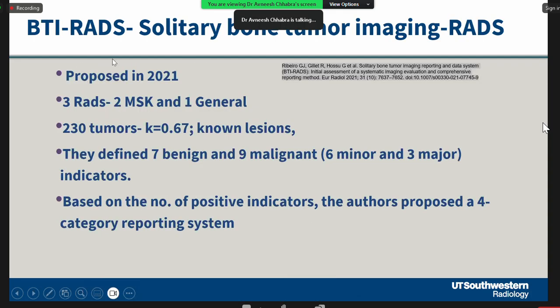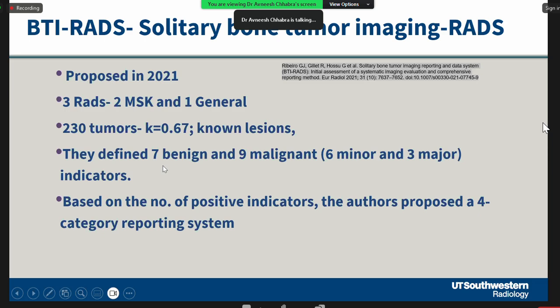Then there was another system which was proposed a year before that, in 2021, and this was called BTI-RADS. In that, they had 3 radiologists, 2 MSK and 1 general. This was out of Europe. They had about 230 tumors, and they showed a kappa, which is inter-reader agreement, of 0.67, which is moderate. And they used known lesions, but they had different indicators.